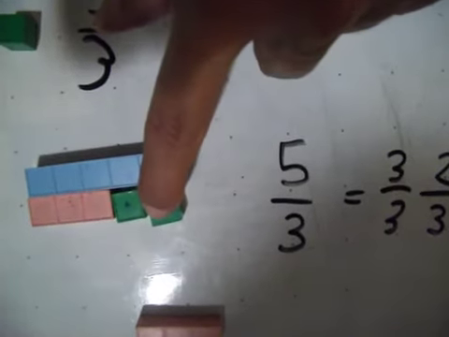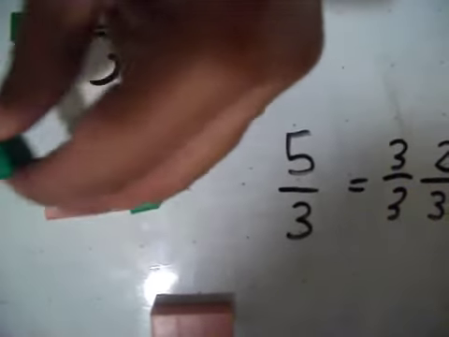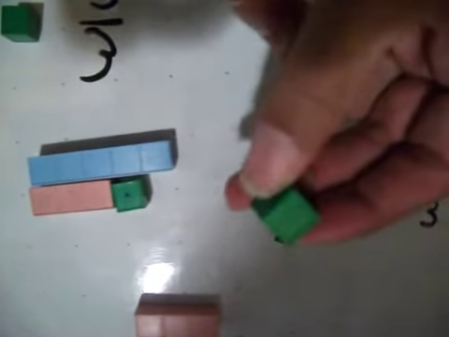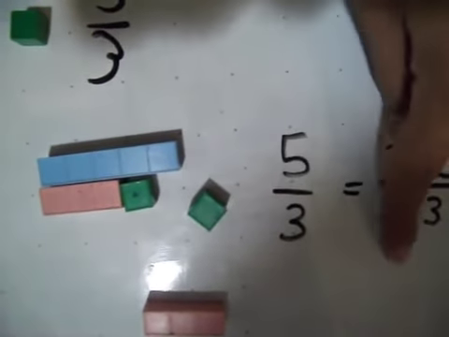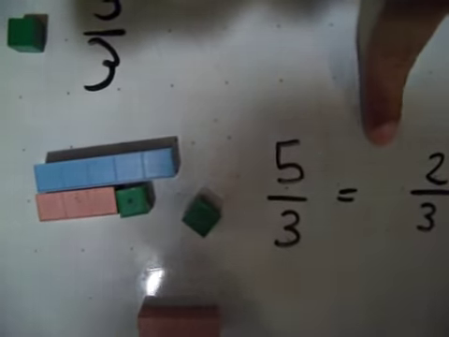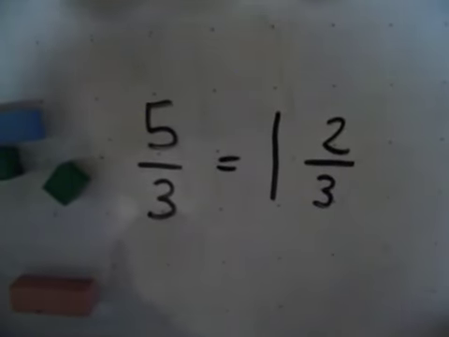Right? Because each one of these are thirds. So what are we counting? We're counting 1. And each one of these is a third. So I really have, now you can put 1 and 2/3. See it? Alright, let's go faster.